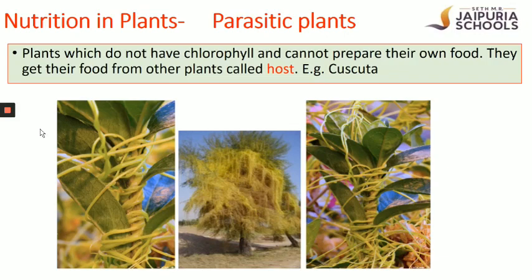An example of a parasitic plant is cuscuta. You can see the images here. These are all examples of parasitic plants. One plant is taking food from the other plant, but not providing any extra benefits. In a symbiotic relationship, one plant is taking food from the other plant, but in turn is providing shelter and all. But in a parasitic relationship, what is happening? One plant is just taking food from the other plant without providing any special benefit.